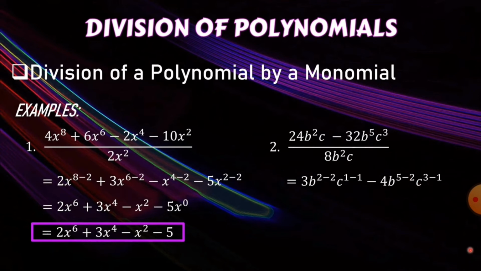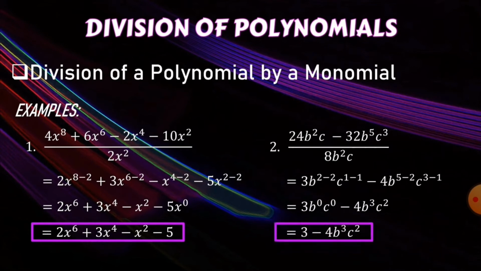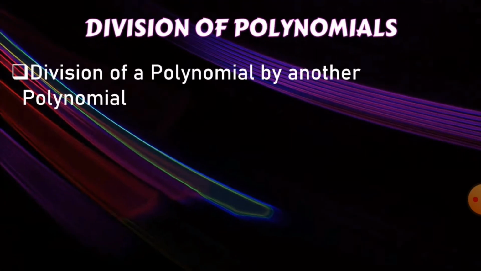Okay, next, we have to copy the numerical coefficient, 3. Yung b, nagiging 0. Si c, naging 0 rin yung exponent after we subtract. Then, negative 4 copy. Then, si b, naging cube na. Si c, naging square. So, after we subtract. Therefore, our final answer is 3 minus 4b cubed c squared.